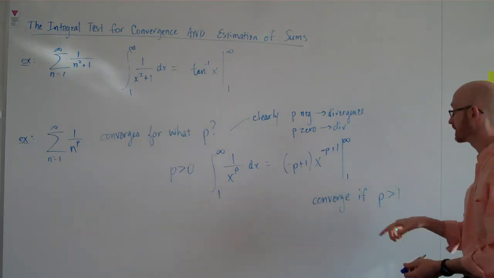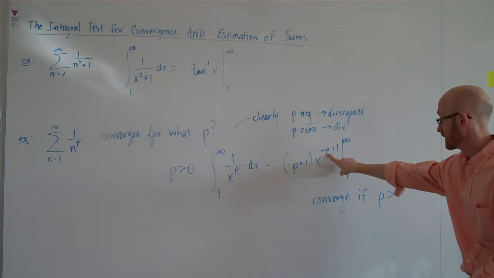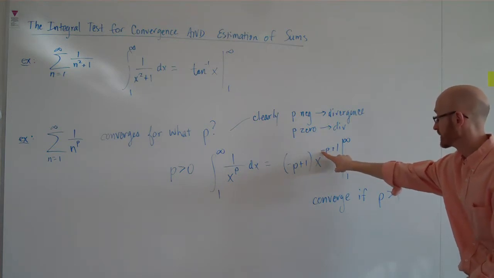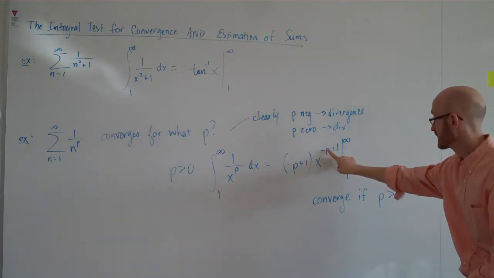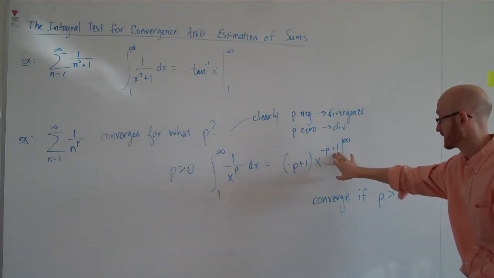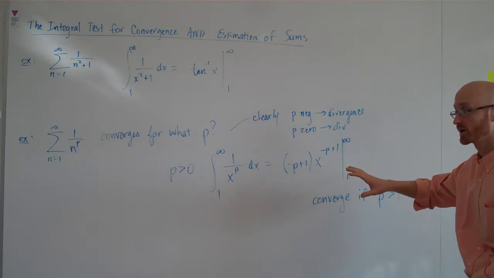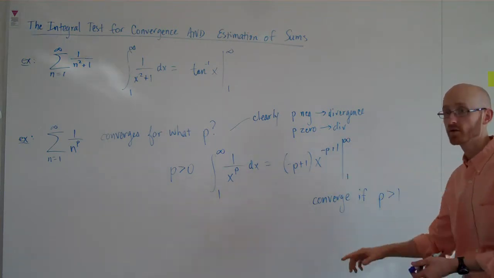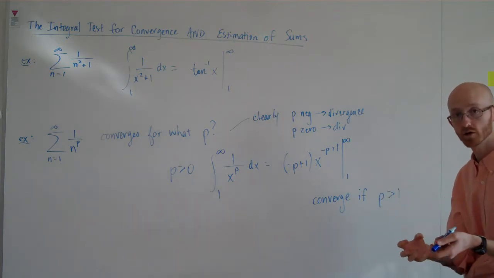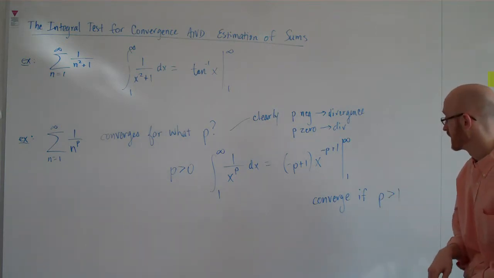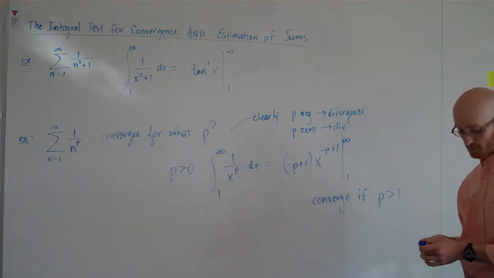If you're wondering why, if p is greater than 1, then this is negative p, right? Let's say p is 2, or p is 7. Negative 7 plus 1, that'll be x to the negative 6th. Okay, so as we plug a larger number in for x, x to the negative 6th is very small, right? Goes to 0. So that's why we need p to be greater than 1.